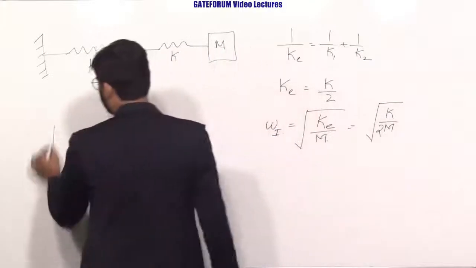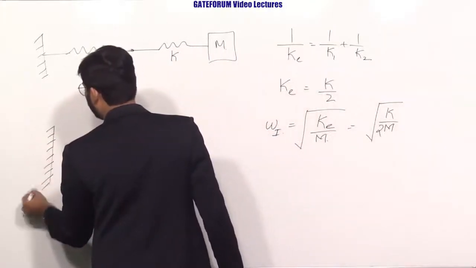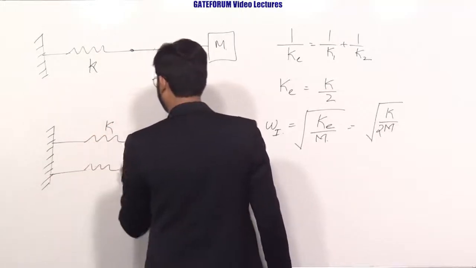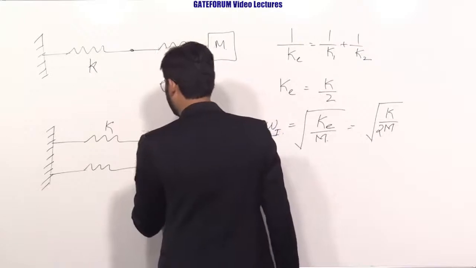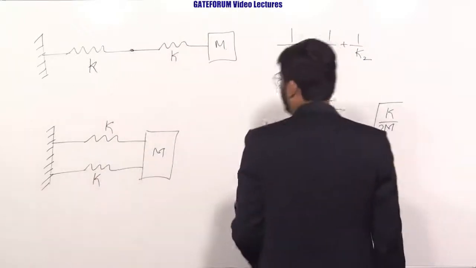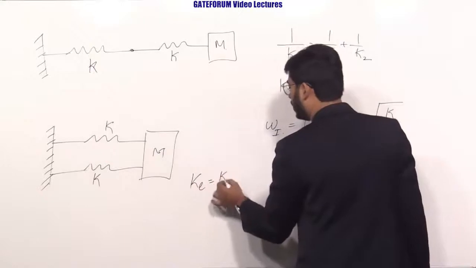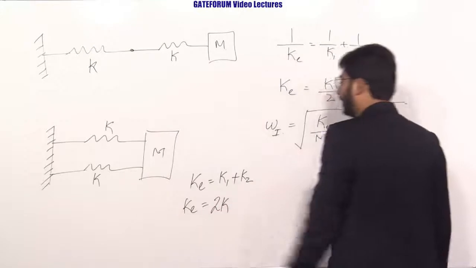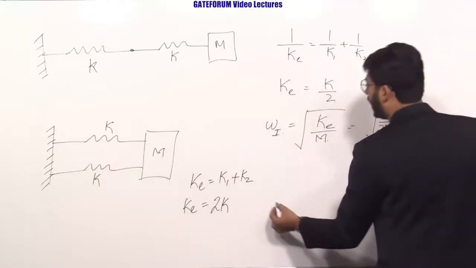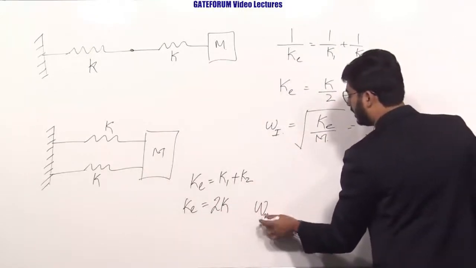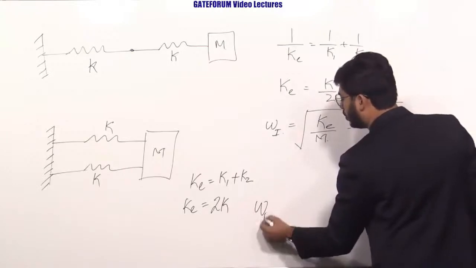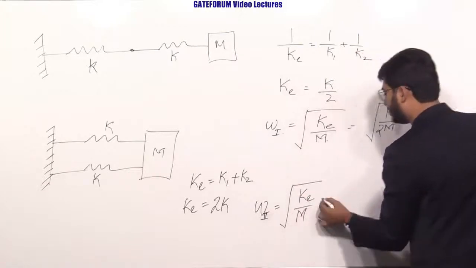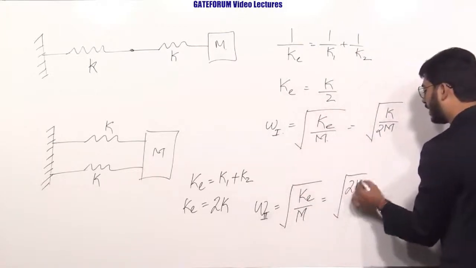Next, another system is formed by connecting the springs in parallel combination. So here the equivalent stiffness will be equal to K1 plus K2. This equivalent stiffness will be 2K. And omega 2, the natural frequency for system 2, will be equal to root over equivalent stiffness by mass, that is equal to root over 2K by m.